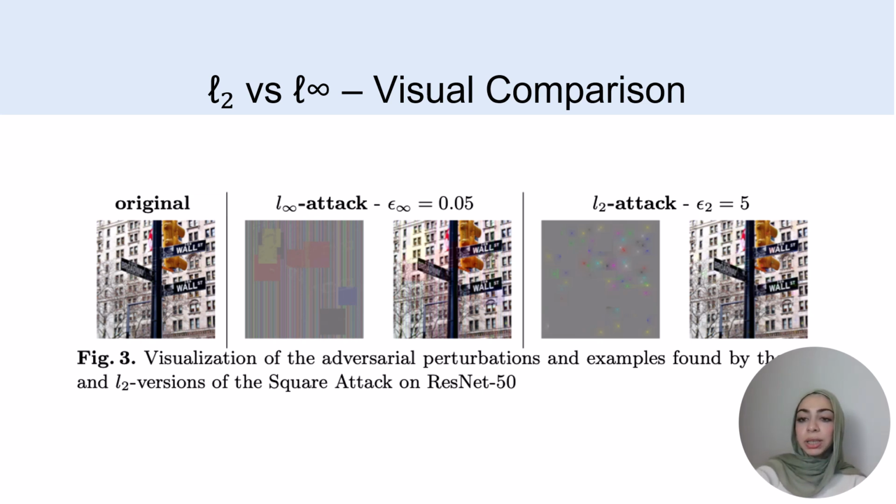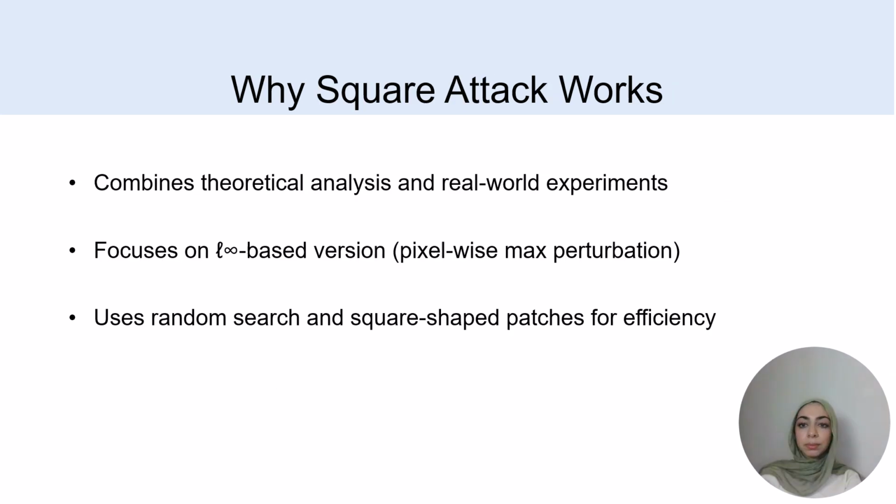So this figure really highlights the benefits of the L2 square attack because it's subtle but still very effective. Why square attack works. So this section of the paper explains why square attack is so effective. The authors don't just say it works, they support it using both math and experiments. They focus on the L infinity attack where the changes to each pixel is limited.